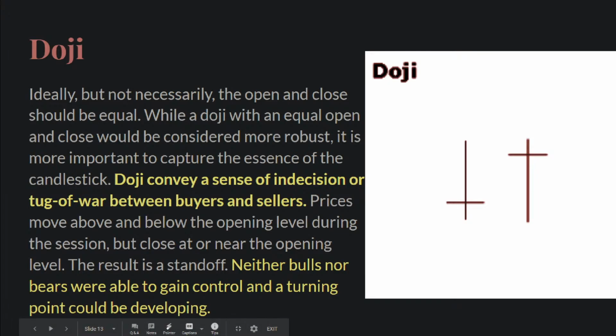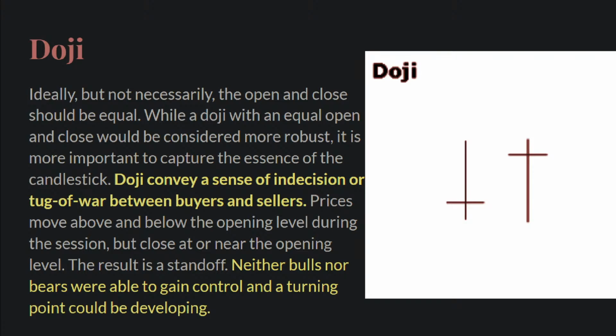Ideally, but not necessarily, the open and close should be equal. While a doji with an equal open and close would be considered a more robust doji, it is important to capture the essence of the candlestick. Doji convey a sense of indecision and a tug of war between buyers and sellers. Prices move above and below the opening level during the session, but close at or near the opening level. The result is a standoff. Neither the bulls or the bears were able to gain control, and a turning point could be developing.